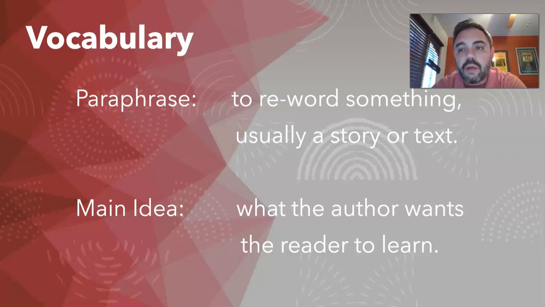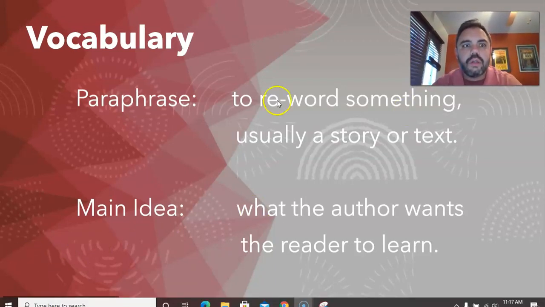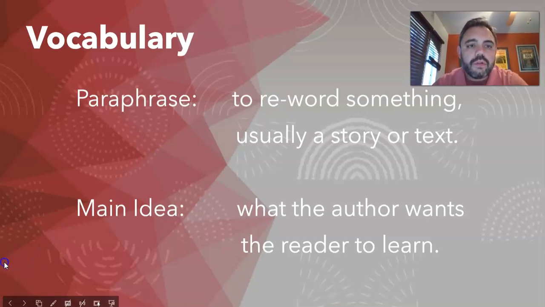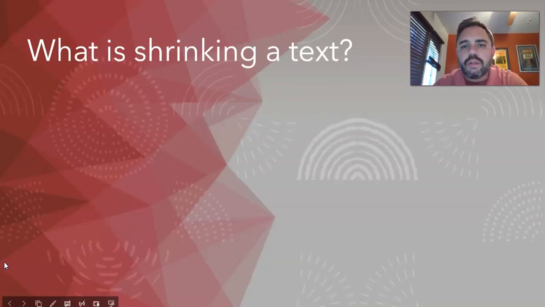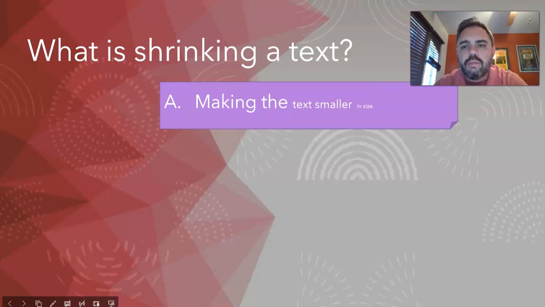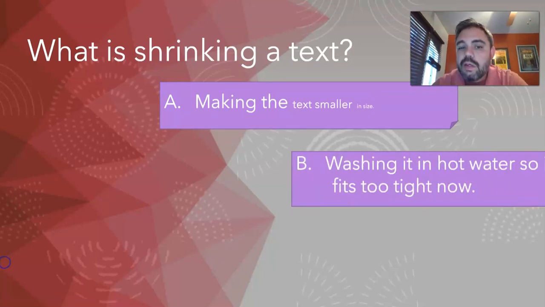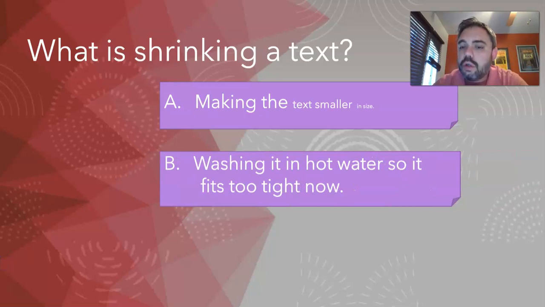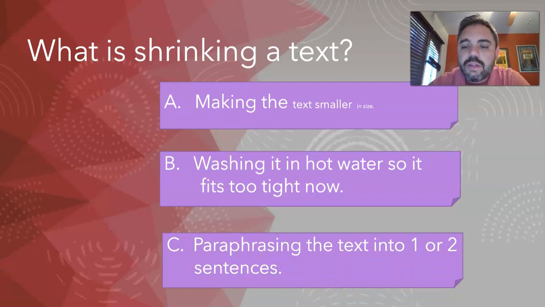All right, now that we have that vocabulary out of the way, let's talk a little bit more about exactly what is shrinking the text. I'm going to start with a question. What is shrinking the text? Is it A, making the text smaller in size? Is it B, washing it in hot water so it fits too tight now? Or is it C, paraphrasing the text into 1 or 2 sentences? Put your thinking caps on. Think long and hard.